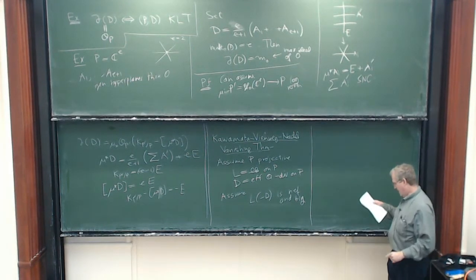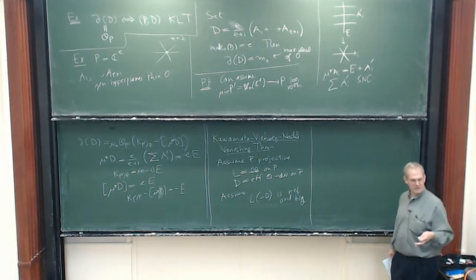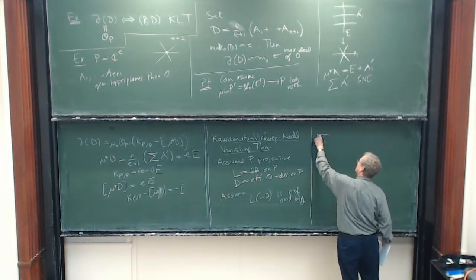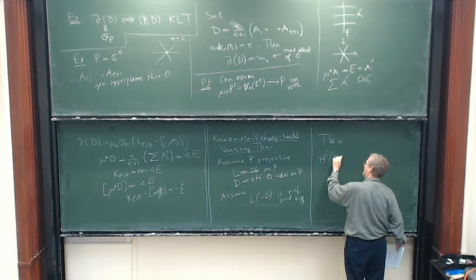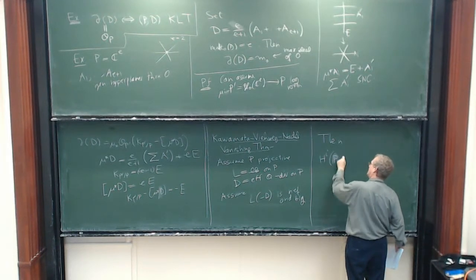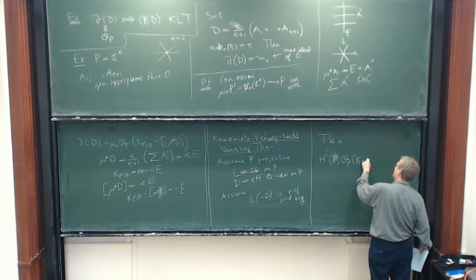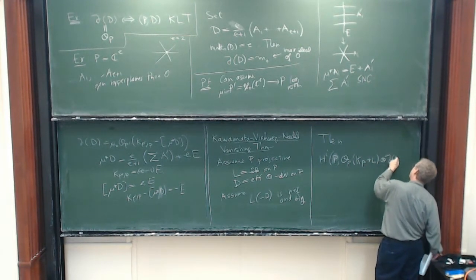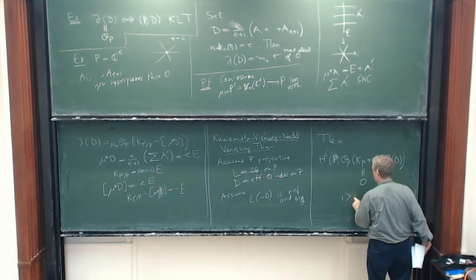OK. And then the assertion is that we get a Kodaira type vanishing for L, but corrected by the multiplier ideal of D. So the vanishing theorem is that H^i on P of O_P of K_P plus L times the multiplier ideal of D, that these cohomology groups vanish for positive i.